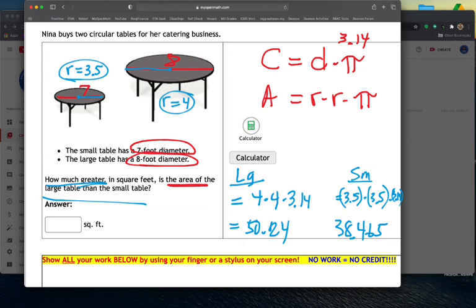Now the question here is, how much greater is the large circle than the small circle? So we're trying to figure out technically how much bigger it is. And in order to do that, we would need to subtract those two values. If we were asked for the total area, then we would add those two values together. So it all depends on what we are being asked to find. But in this case, we would get a value of 11.775. So that's how much larger the area of the large circle is than the small circle.